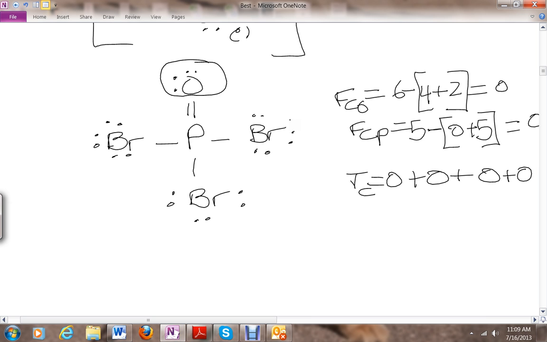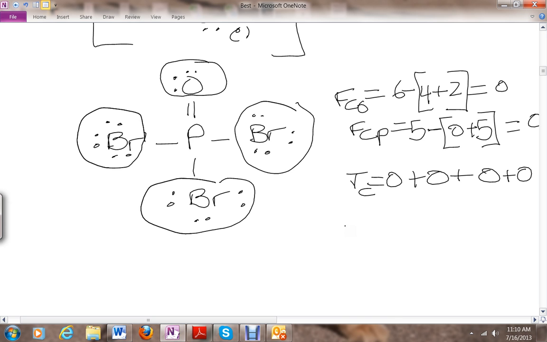You got one domain here, one domain here, one domain, and one domain. I got 4 domains. Okay, let's look at the shape. Electron geometry, 1, 2, 3, 4 is tetrahedral, 4 domains. Now, how many of them are atoms? 4. How many lone pairs on the phosphorus, the central atom? 0. So the electron geometry would be tetrahedral.